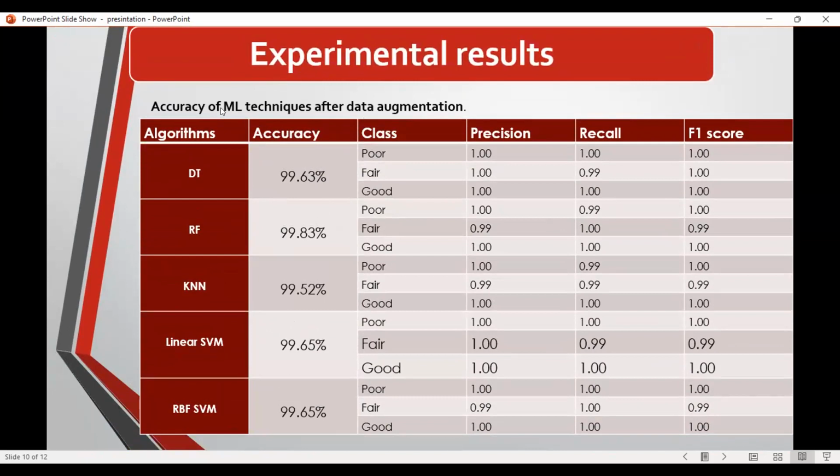This is the accuracy of the machine learning techniques used after the data augmentation algorithm. These are the same 5 machine learning algorithms, and these are the classes for each algorithm. We notice that the accuracy was improved, and we notice that the random forest algorithm achieved the highest accuracy, 99.83%. Also, we notice that the precision, recall and F1 score evaluation metrics for each algorithm were improved.